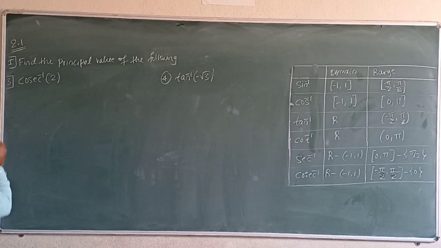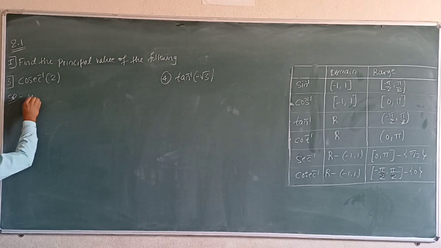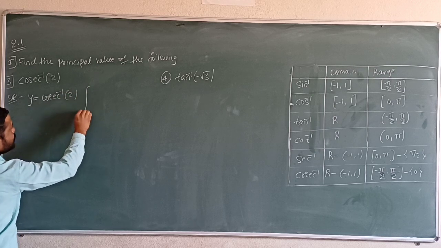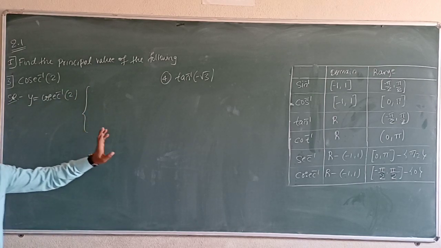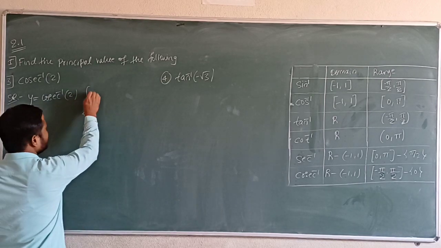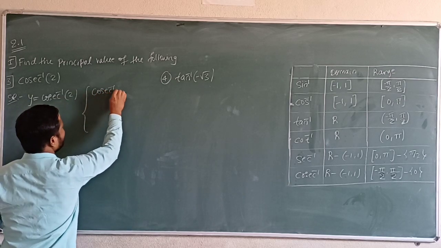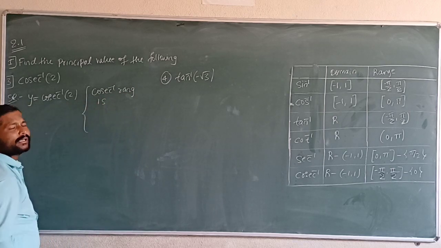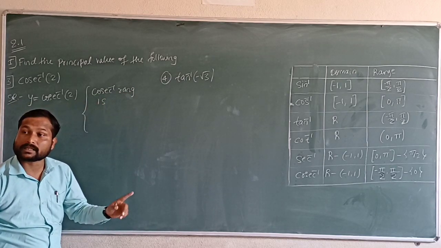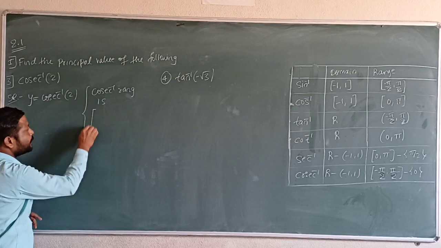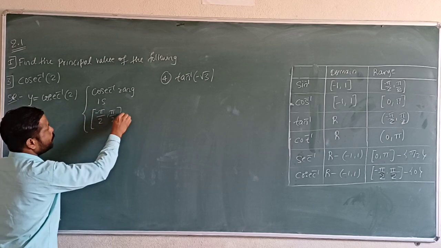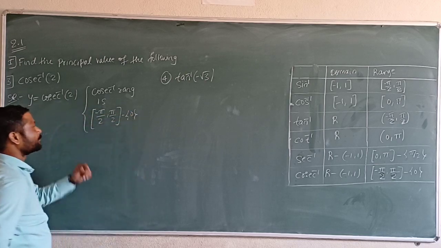Okay. Question number 3. It is cosec inverse of 2. Take y is equal to cosec inverse of 2. Write down the cosec inverse range. Cosec inverse range is what? Think of it as sin: sin range is the closed interval minus pi by 2 to plus pi by 2, minus of what? 0. Exactly 0 does not come, the others come.